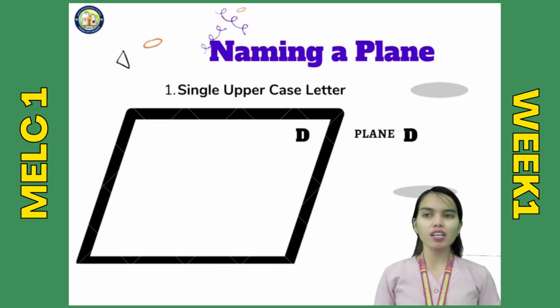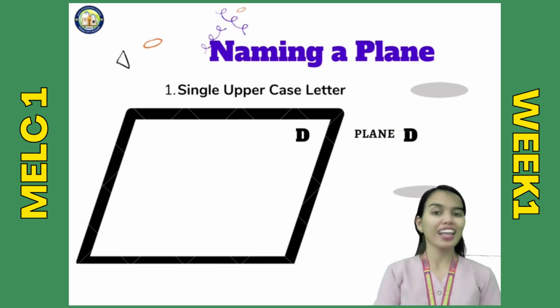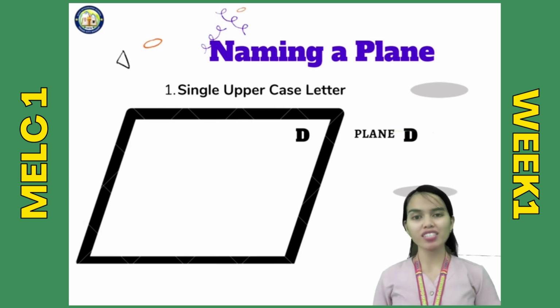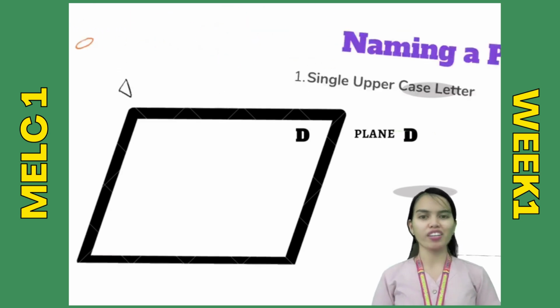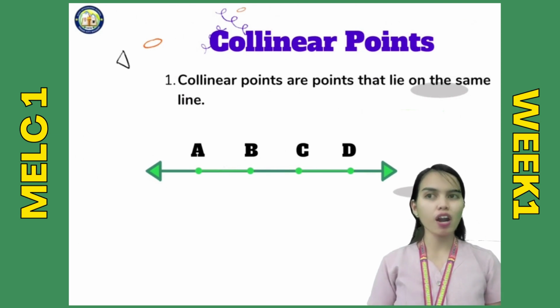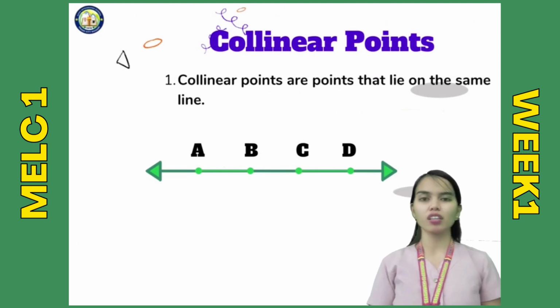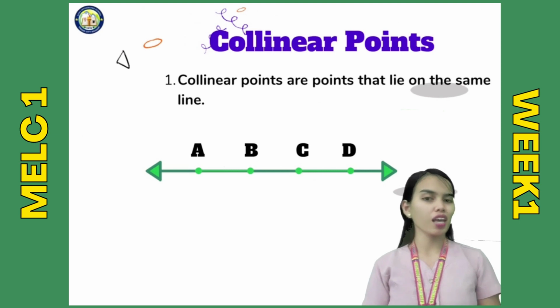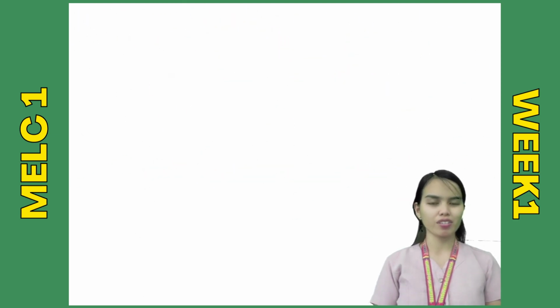We have noticed that there are points on the line and there are points not on the line. There are also points not on the plane, and there are also points on the plane. So what do you call those points? Okay, Matinix. So the first point is what we call collinear points. Collinear points are points that lie on the same line. So in the figure, we have noticed that the points A, B, C, and D are on the same line. And if they are on the same line, they are called collinear points.